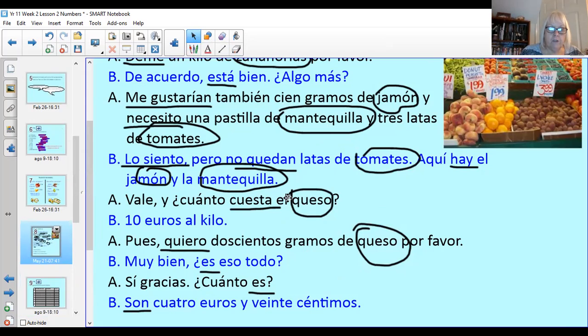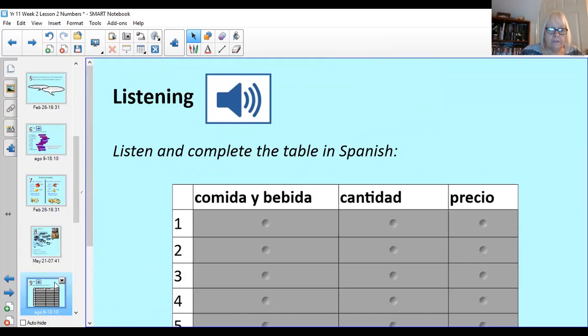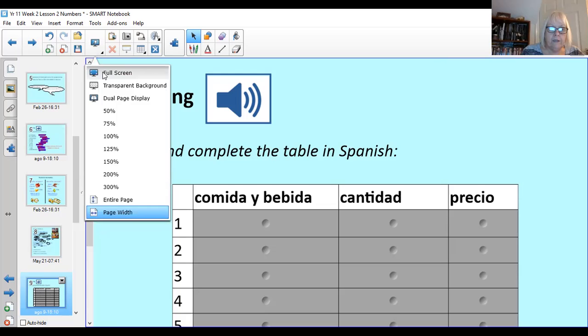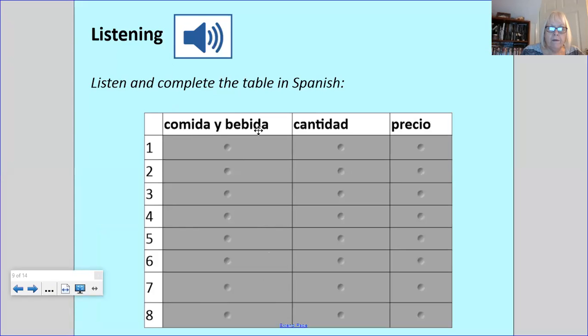Take your time over that. Make sure you've understood it all. You're moving on now to another listening. And here you need to listen and complete the table in Spanish. You've got comida y bebida, cantidad y precio. So food and drink, quantity and price.